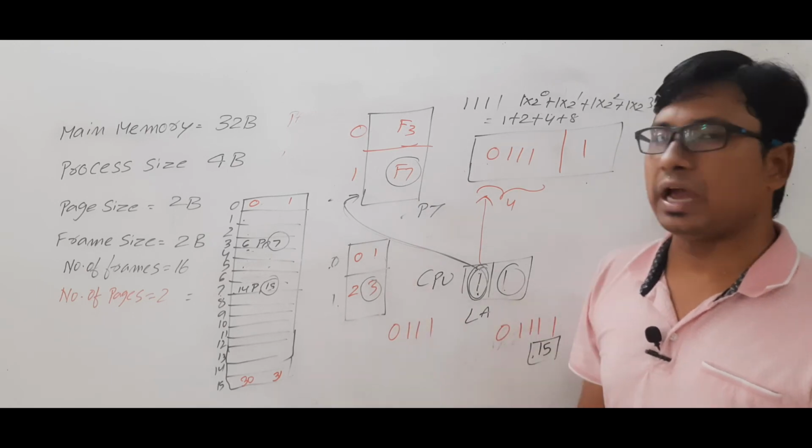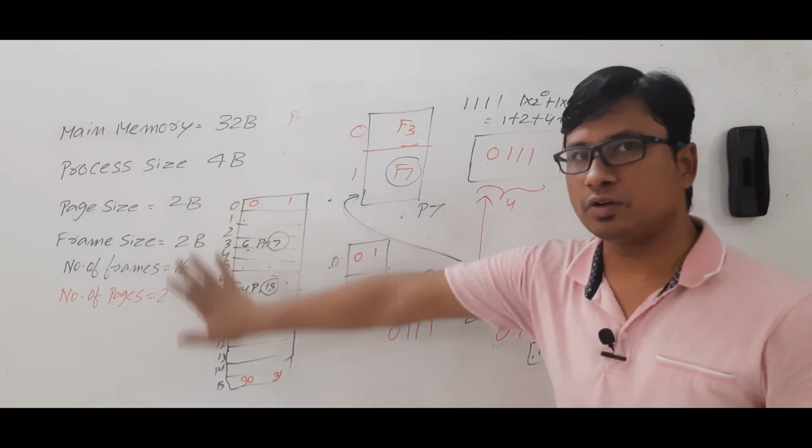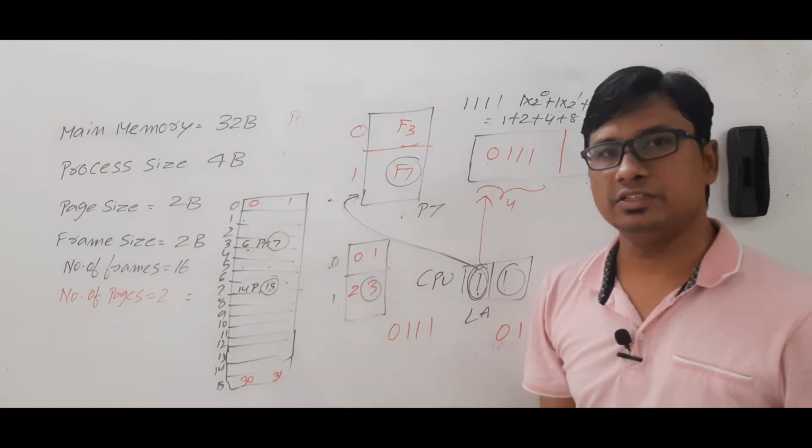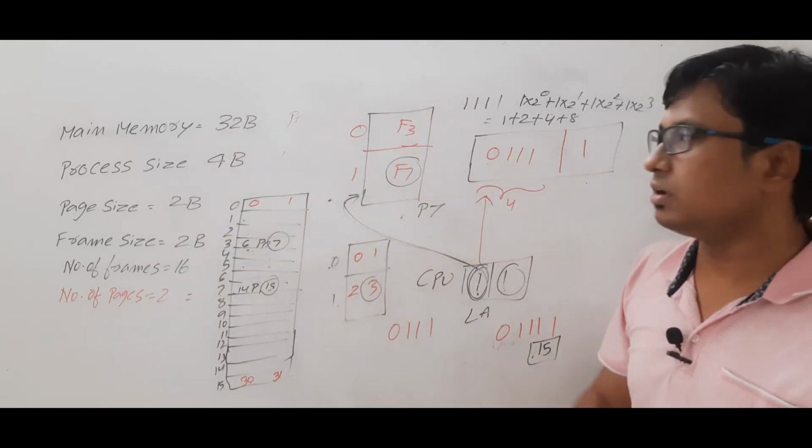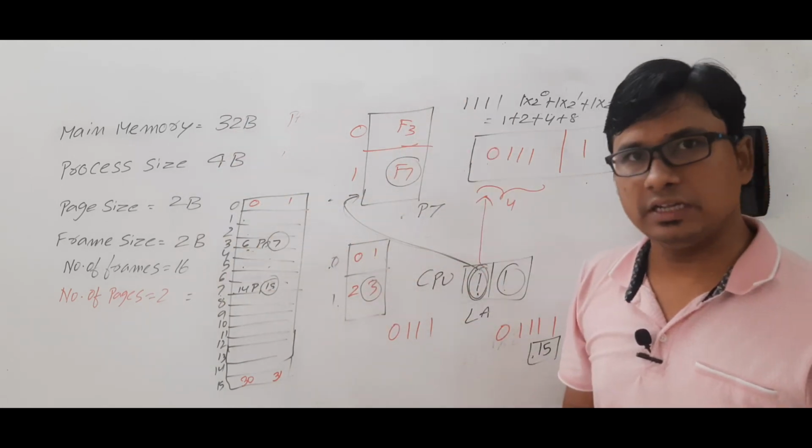So I hope you have understood how the paging concept works with this example and what the purpose of the page table is. Okay, is it clear?